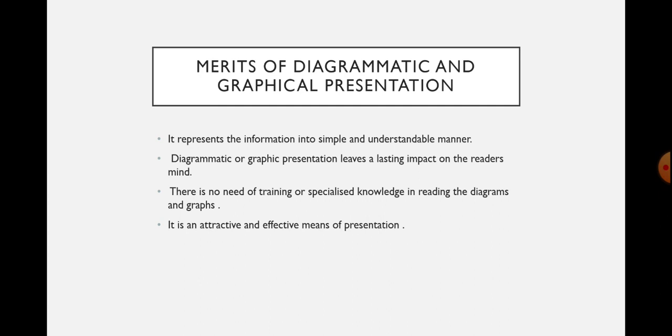After seeing a bar diagram or pie chart or line graph, we can easily conclude what the information is and what it is providing us. For example, presently India, actually the whole world, is facing the problem of COVID-19. So, if we have a graph regarding the weekly growth of COVID in Punjab or in Haryana or in Mumbai, it is very easy to understand the graph. Now, it is an attractive and effective means of presentation.